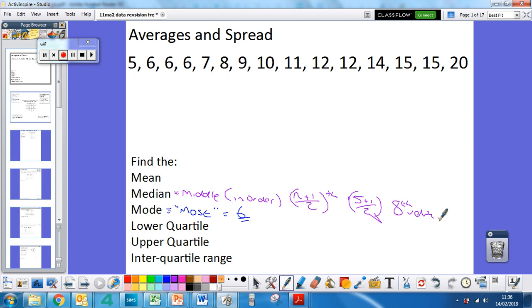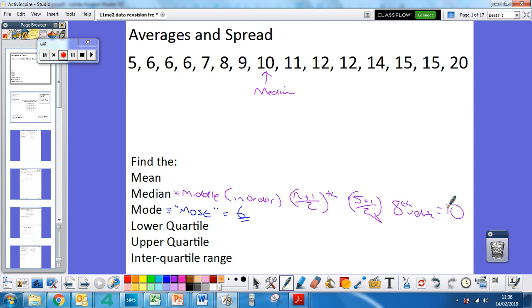The 8th value in the list, we can now find: 1st, 2nd, 3rd, 4th, 5th, 6th, 7th, 8th. This one is the median. So the median is here in the middle. The 8th value, and in this case it is 10.